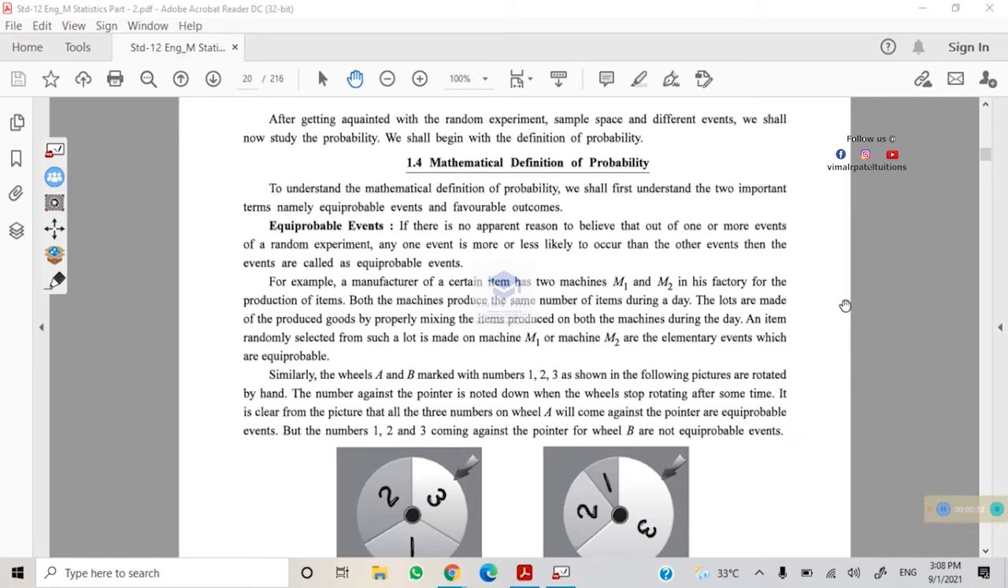Like tossing a coin. So getting head, getting tail, both will have equal chance, one half, one half. Throwing a dice, getting number 1, getting number 2, getting number 3, getting number 4, getting number 5, getting number 6, all are equiprobable. Probability will be 1 by 6. So these are called equiprobable event.